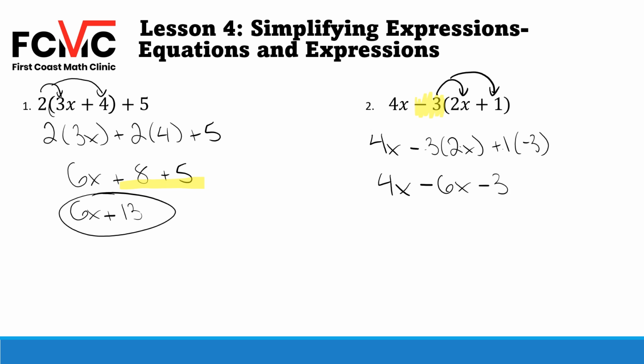Now let's group our like terms. Like terms are going to be the 4x minus 6x. 4x minus 6x is going to give us negative 2x minus 3. So that's our simplified expression, negative 2x minus 3. So again, we use the distributive property to get rid of the parentheses and then combined our like terms, the 4x and the 6x. Let's get into examples 3 and 4.